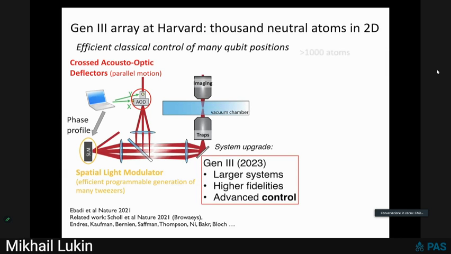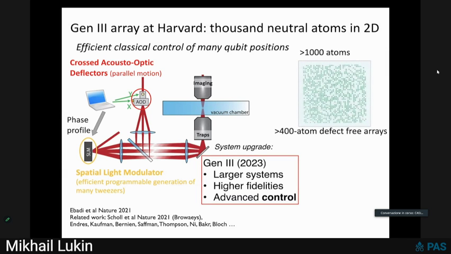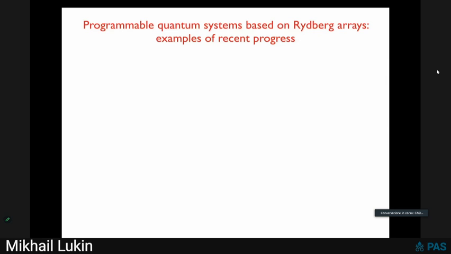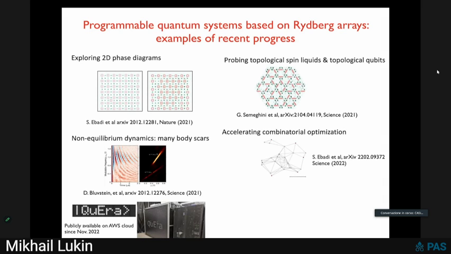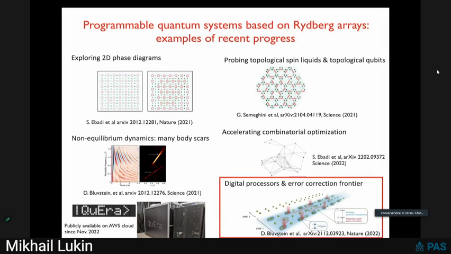So this 3rd generation has a couple of upgrades. It has larger systems, higher fidelity, and more advanced control. So this shows you the scale. We can now trap over 1,000 atoms and reliably, for example, sort around 500 or so atoms. And using these systems has been a lot of fun in very different directions: analog simulations, dynamics, probing topological physics. There is actually a system of this type now available online. It's from our startup company, QuEra Computing. But today, I want to really focus on the digital processor and exploring this error correction frontier.